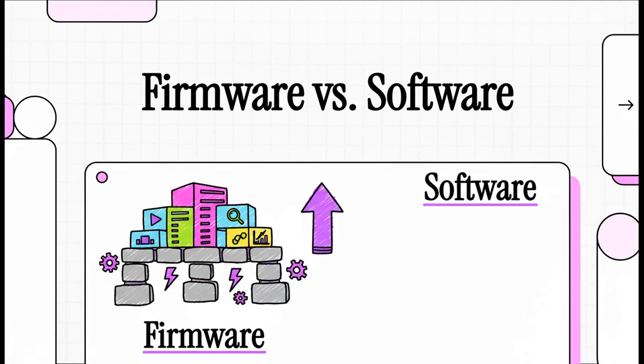Have you ever stopped to think about what actually happens when you press the power button on your phone? What's that secret code that brings the screen to life before you even see your apps? Well, today we're going to dive into the invisible world of firmware and software.